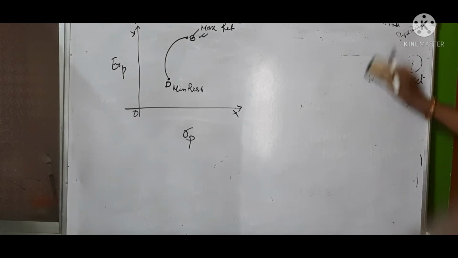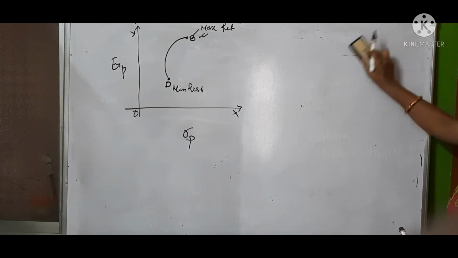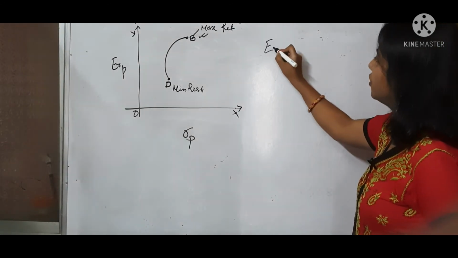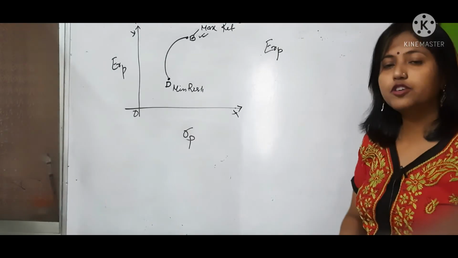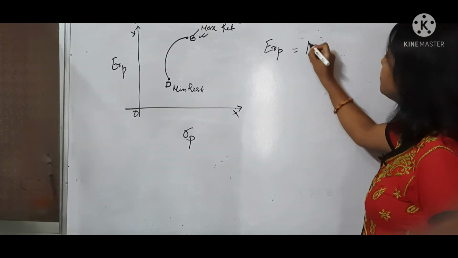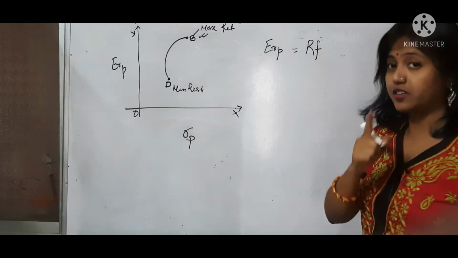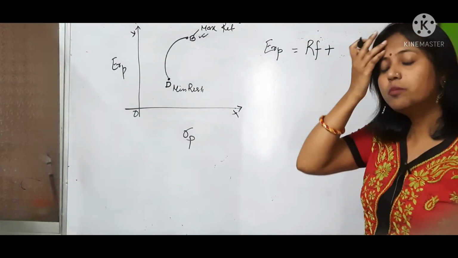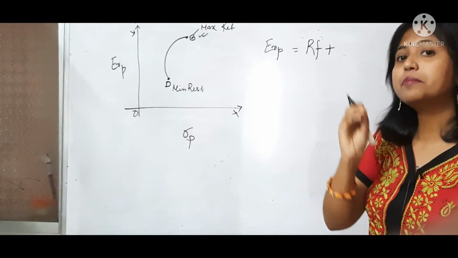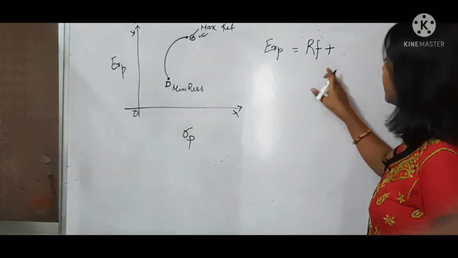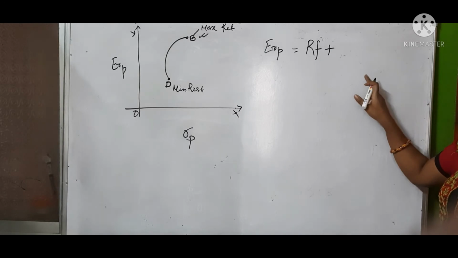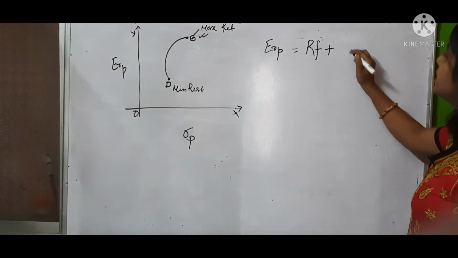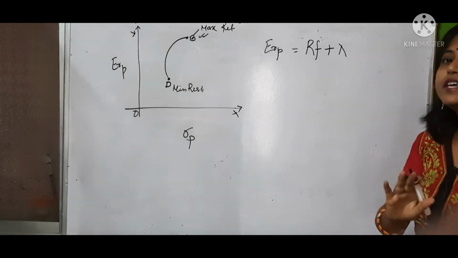So the equation of the capital market line is: expected return of a portfolio. What you earn from a portfolio is minimum the risk free return that you should earn, that 5 rupees you should earn, plus over and above that you must get something called risk premium. Now what is this risk premium? The risk premium will be represented by lambda. I'll explain what lambda is.